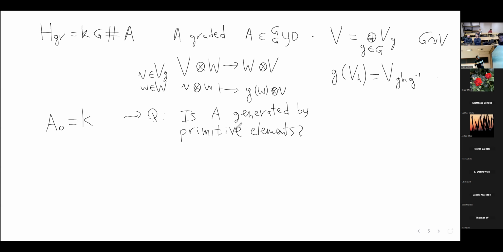Okay. So the question is, let's say that I just know that A is a finite dimensional graded Hopf algebra inside this category, and I know that A0 is k, so it's connected graded. Do I know that A is generated by primitive elements? And I would like to give one more formulation of this question. This is the point where Nichols algebras come into play.